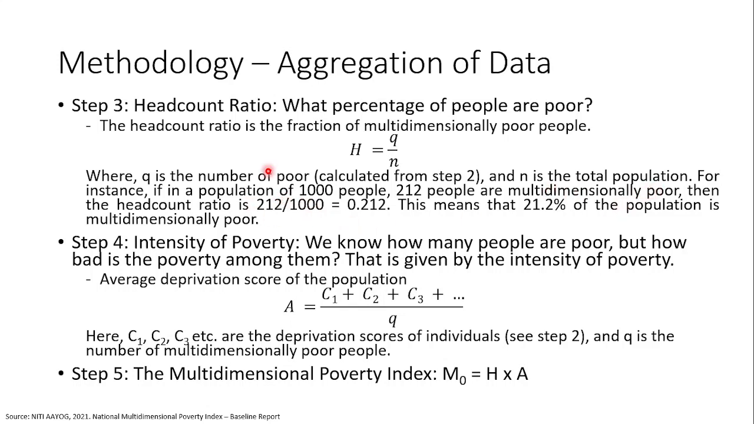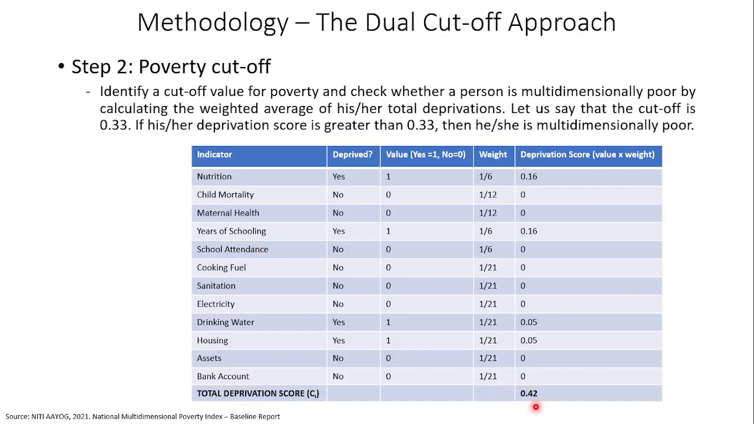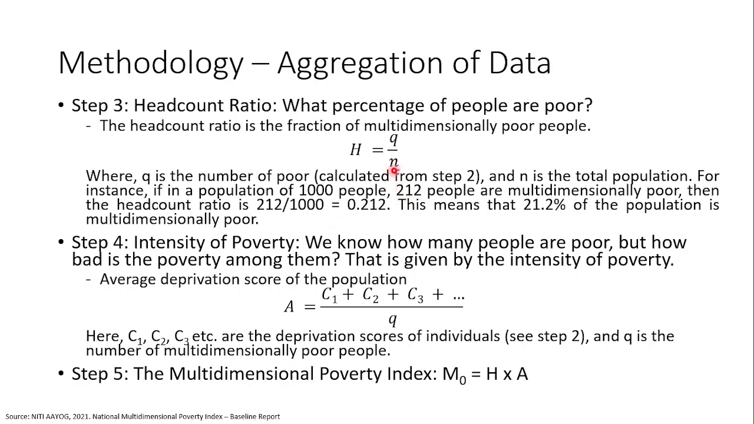For instance, if the population of a village is 1000, and 212 people are multidimensionally poor, that is, you set the value to 1 if the score is more than 0.33 and count the number of ones, and that came out to 212 people, then the ratio is 212 divided by 1000, the number of poor people divided by the total population, or 0.212. So 21.2% of the population is multidimensionally poor.